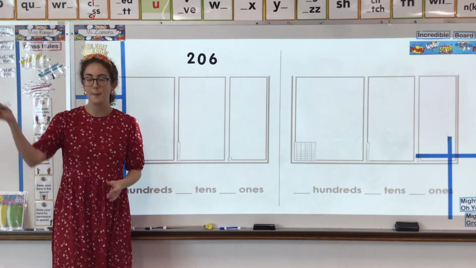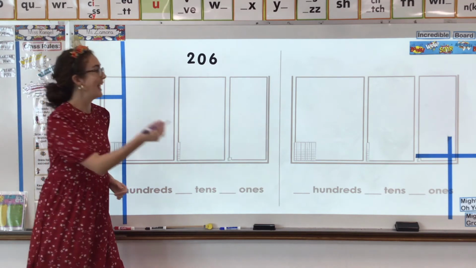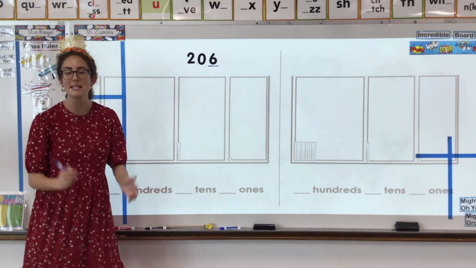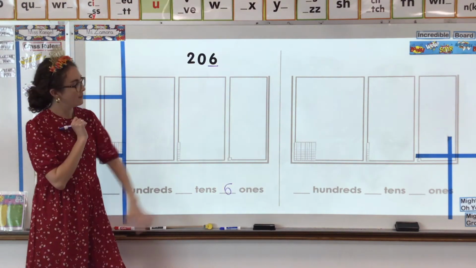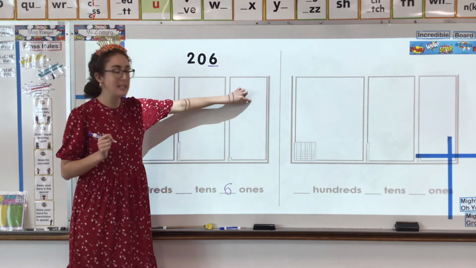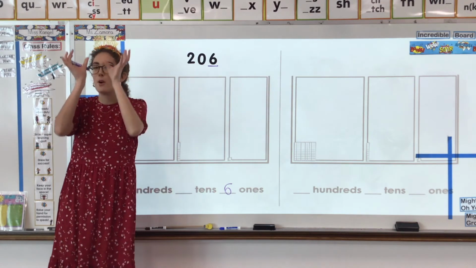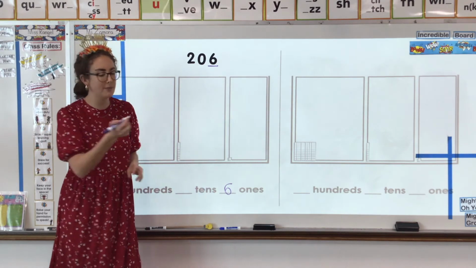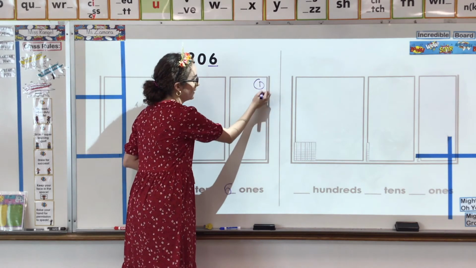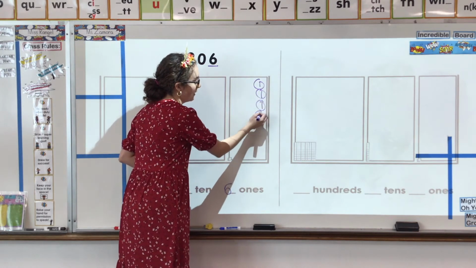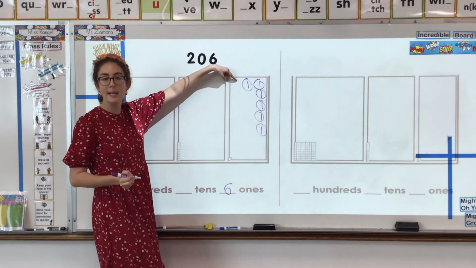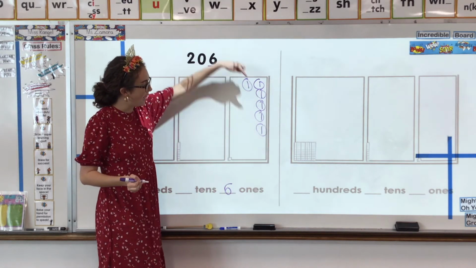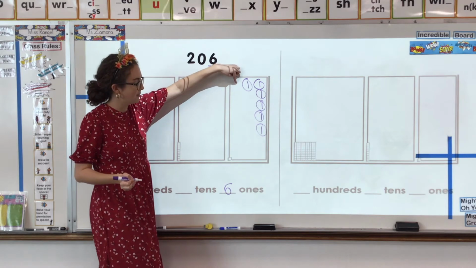In 206, how many ones are there? There are 6 ones, the smallest unit. 6 ones. Can we go ahead and draw 6 ones? Remember, we're really working in that ten frame. Let's draw 6 ones. I've got 5, and then I'm drawing 1 in my next column. 5 and 1, that's 6.